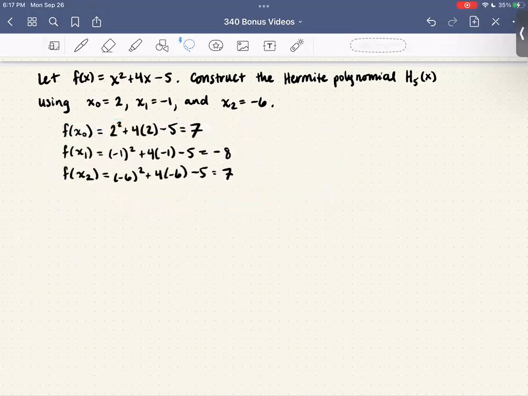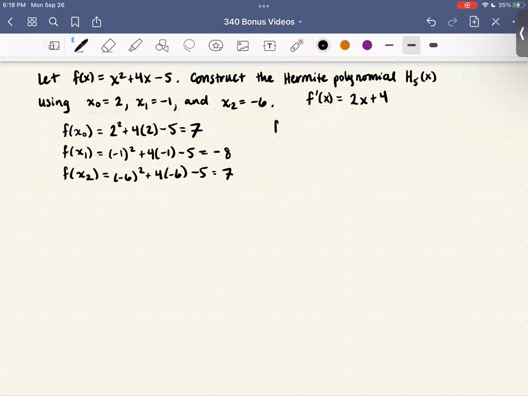So those are the heights that I need to match, the height of the function. I also need to match the first derivative of this function. So first, let's compute that first derivative. F prime is 2x plus 4. And the Hermite polynomial will agree with the derivative f prime at each of these nodes.